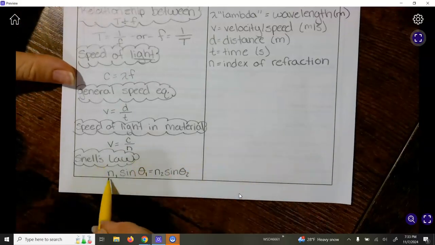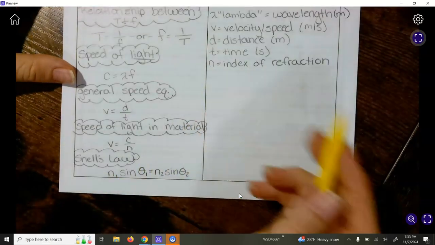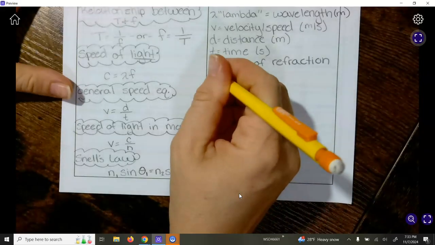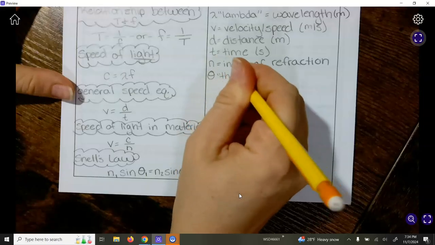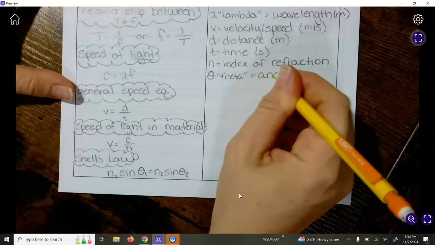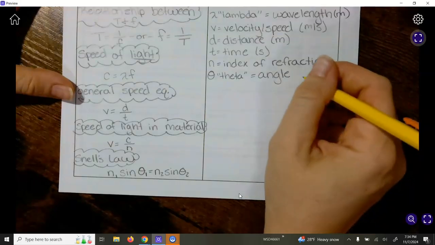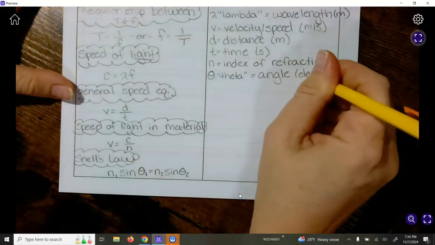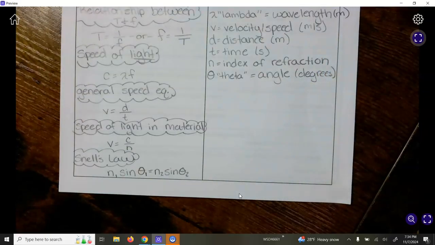All right, we do have N as our index of refraction. So obviously 1 and 2 are just the different materials. But sine of theta, there's theta, and I'm going to write the name because it's a Greek letter, theta. That's going to be our angle. Not angel, angle. And that's going to be measured in degrees. So you do need to make sure that your calculator is in degrees and not radians, especially for those of you who are in calculus and using radians already. So we're going to have our angle in degrees.